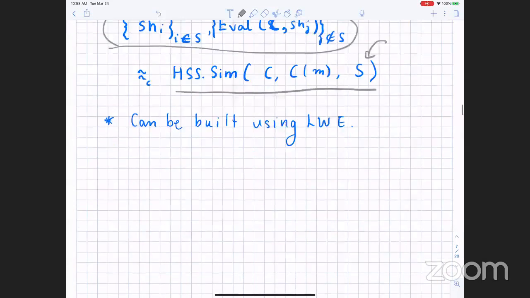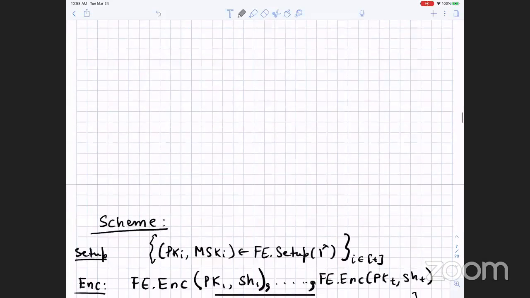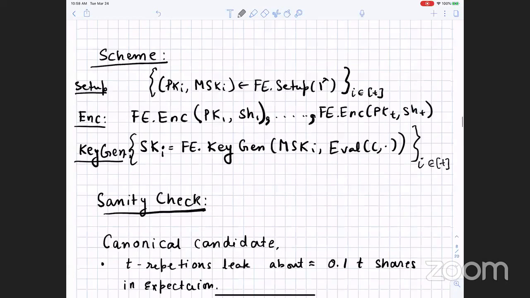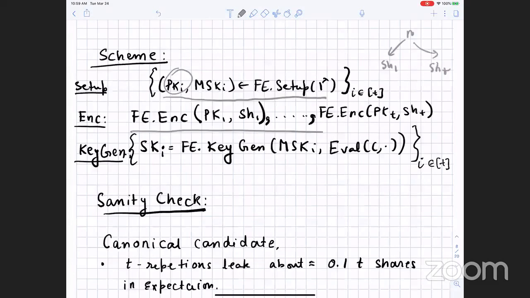Okay, so now let me describe the scheme in more clarity once we have the notation at hand. The setup, as I was telling, consists of just the independent instantiations of FE setup, and the public key just consists of the concatenation of all public keys, PKIs, and the master secret keys, the concatenation of all MSKIs. The encryption algorithm takes in a message M, secret shares it into shares, and then outputs PKI encrypts SHI using the FE algorithm, and outputs just these T ciphertexts.